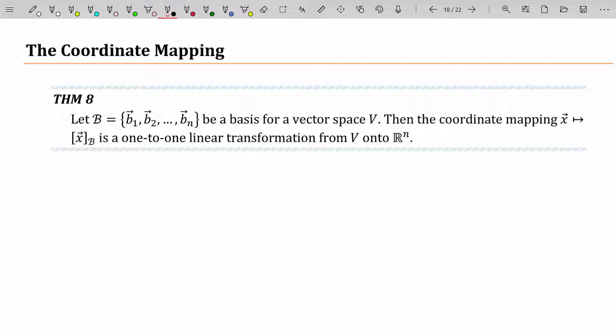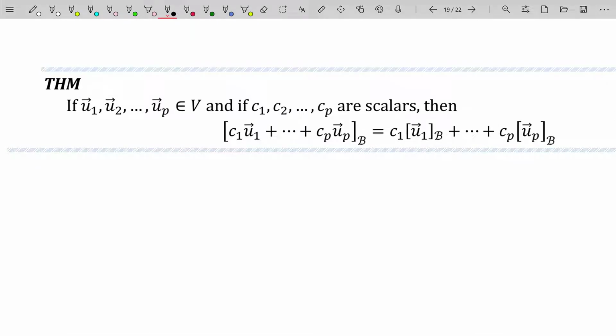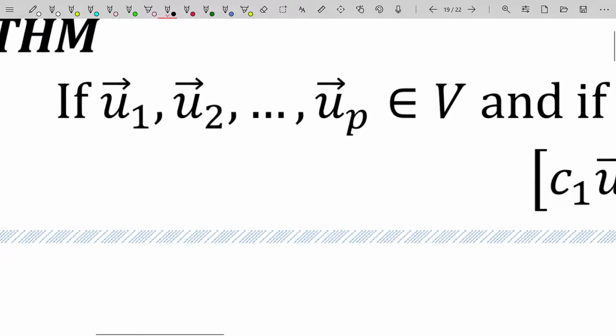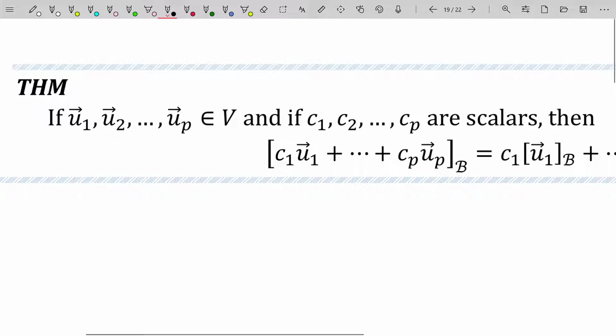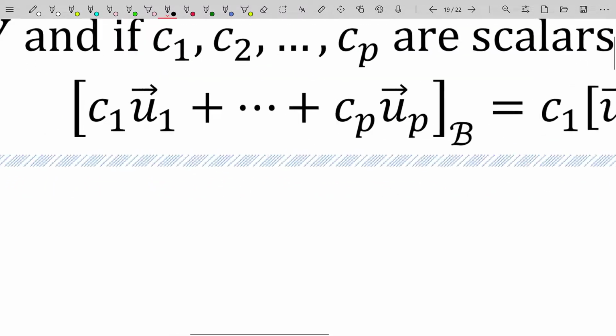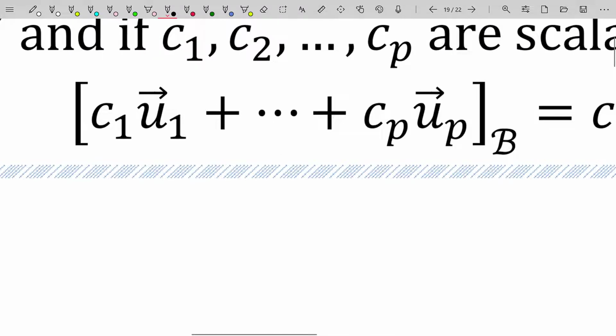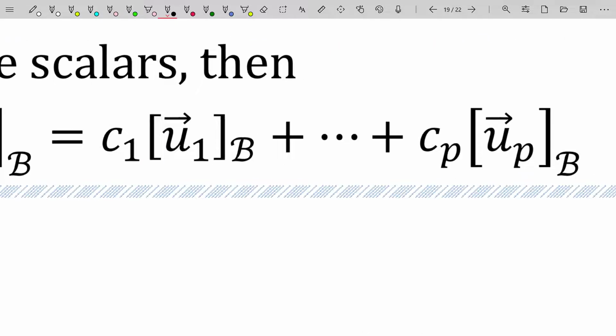However, I want to be clear here and just note that I'm not going to use this theorem in this video. I'm just presenting it just to tie up some loose ends. Likewise, this theorem is presented just for completeness. If we have some vectors in our arbitrary or our abstract vector space, and if C1 through Cp are the weights that we can apply to those vectors, then the coordinate vector of the linear combination of those vectors is a linear combination of the coordinate vectors.